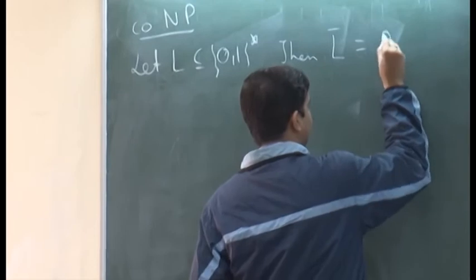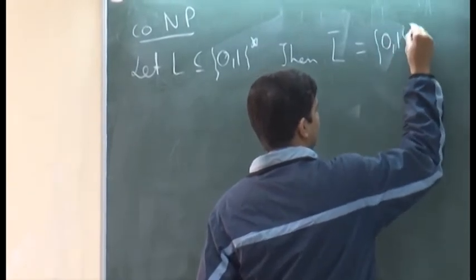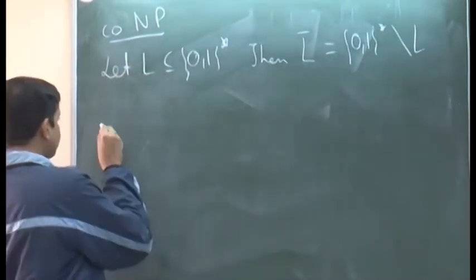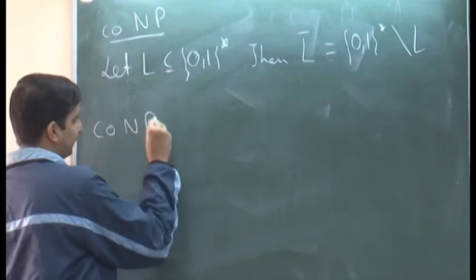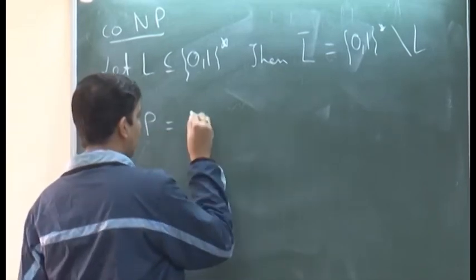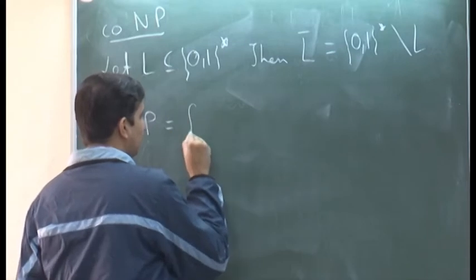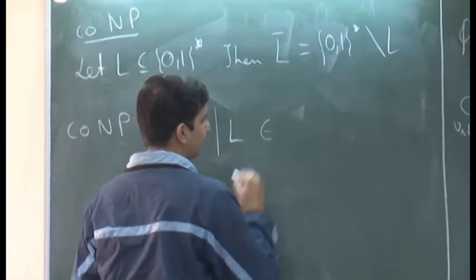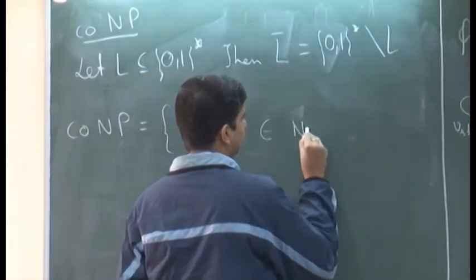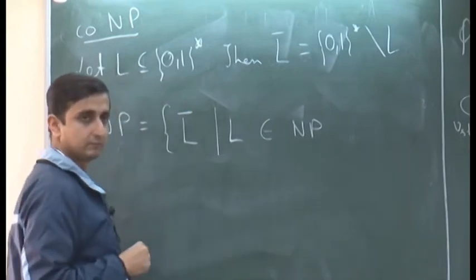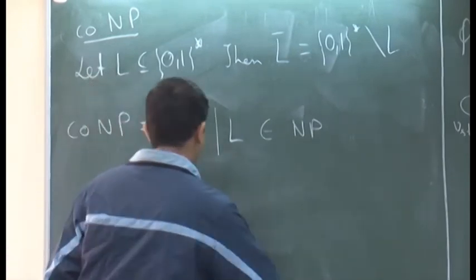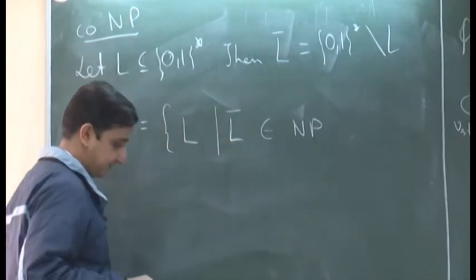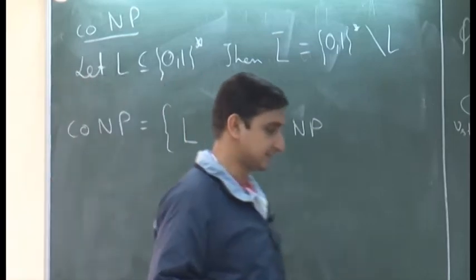Sigma is {0,1} for us. So, it is {0,1}* minus L, all those strings which are not present in L. So, co-NP is defined as the set of all problems, or the set of all languages, whose complements are present in NP. If you want to be a little bit careful here, I can just say the set of all languages L such that L complement is in NP. Both ways of writing it are correct.